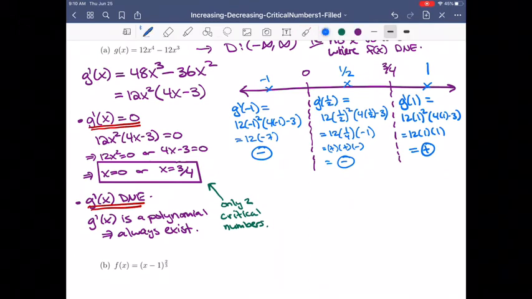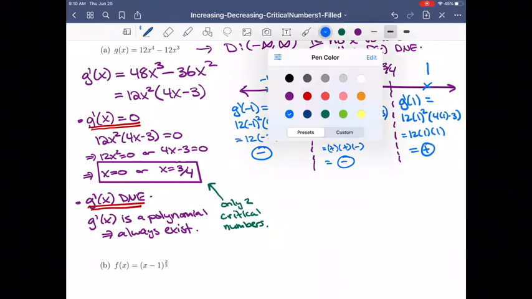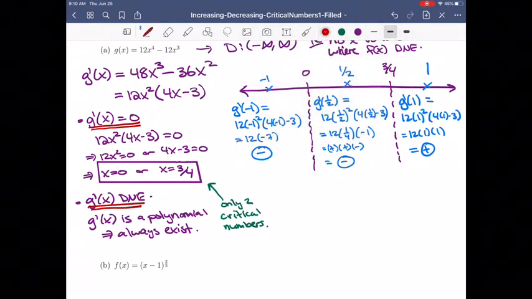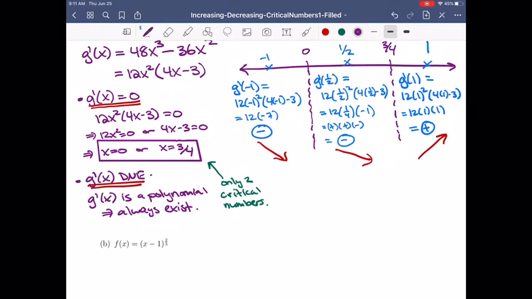So now we want to use our test. If the derivative is negative, it means that the function is decreasing in that interval. So I'm just going to draw that with an arrow so we remember. So it's decreasing here. Negative means we're decreasing. Positive means we're increasing.